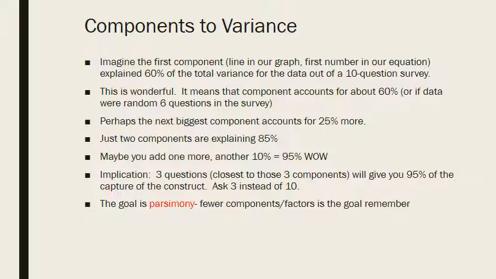Wow, that pretty much never happens, by the way. I just use this as an example. That's a really high percent. But the implication is that 3 questions, those that are closest to those 3 components, can give you 95% of the capture of the construct. So we could actually just ask 3 questions instead of 10, because those questions that are underlying, that are representative of those constructs, are capturing 95% of the variance. And if our goal is parsimony, our goal is to try to boil down the number of things we measure from 10 to a smaller number, then that's great. We would love to have 3 questions that can nicely measure something.